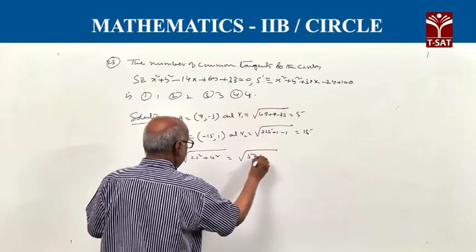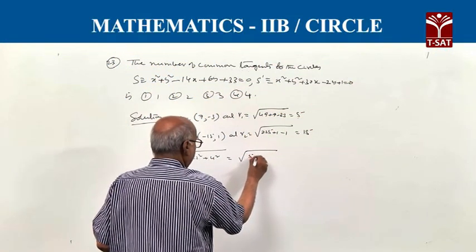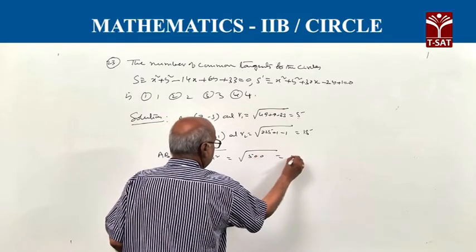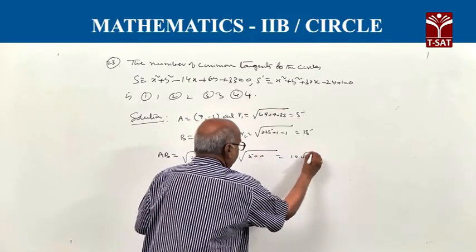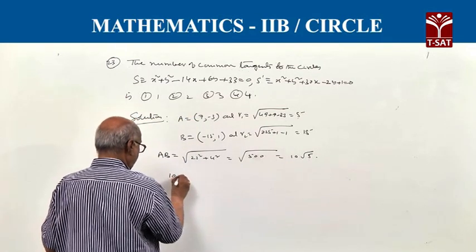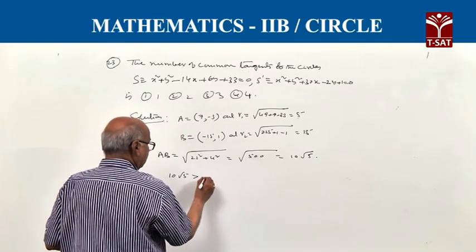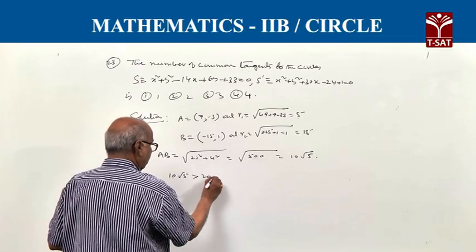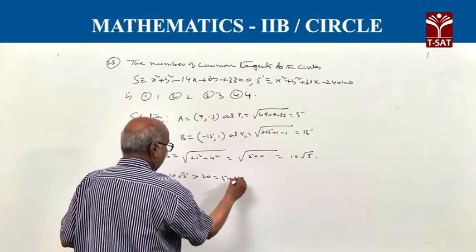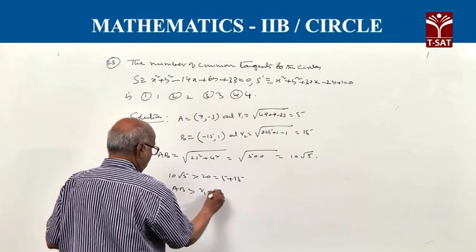So now the distance between the centers is the square root of 22 whole square plus 4 square, which is 500. 500 means 10 root 5. Now, 10 root 5 is greater than 20, which is 5 plus 15. That is AB is greater than R1 plus R2.